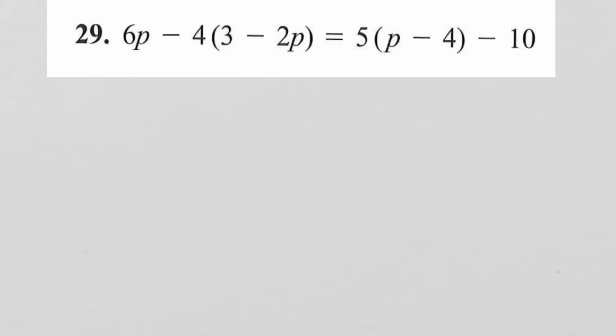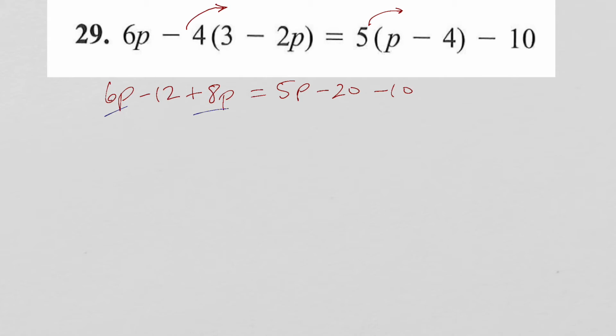Okay, number 29, I'm going to take this negative 4 and I'm going to distribute it. So we'll have 6p. Now negative 4 times 3 is a negative 12. Negative 4 times a negative 2 is a positive 8p. I'll take the 5 and distribute that. And then we have this minus 10. So let's combine like terms.